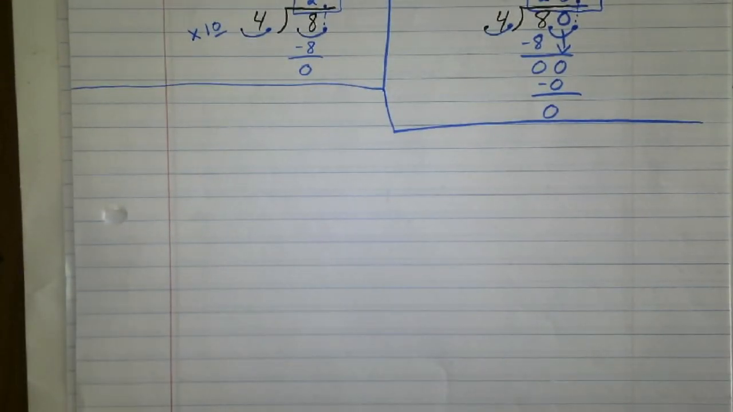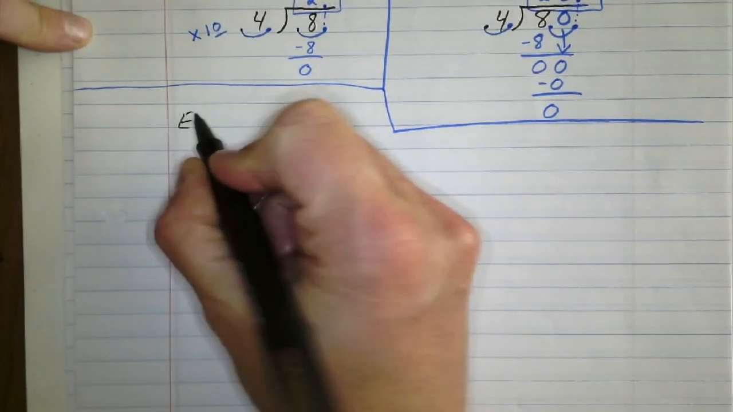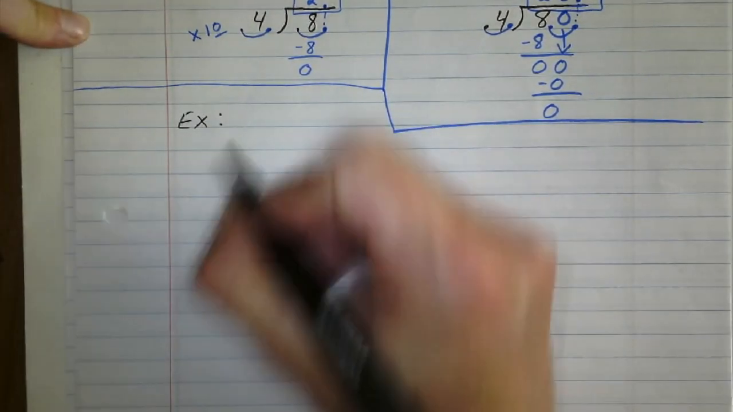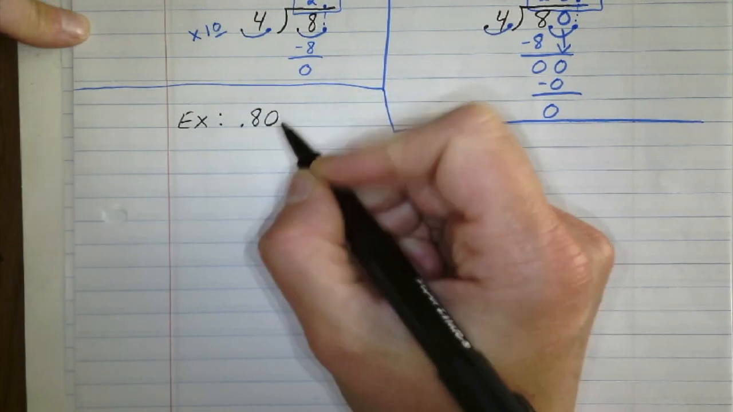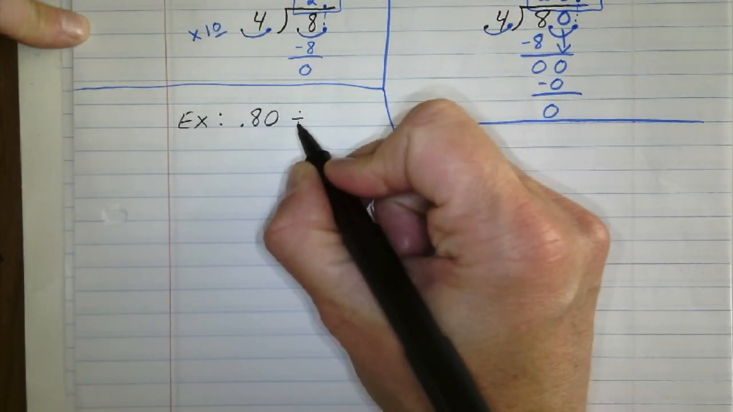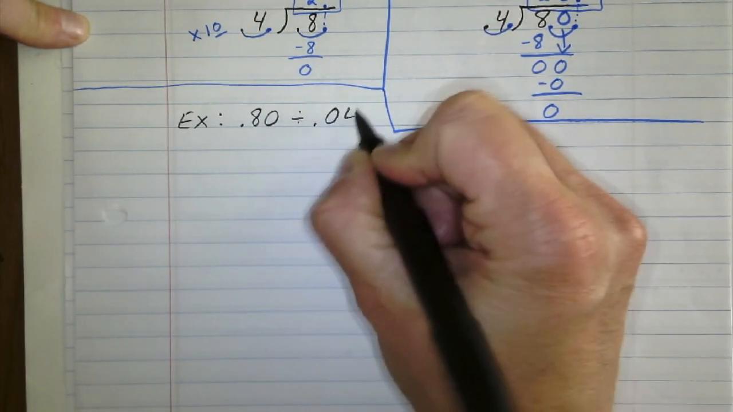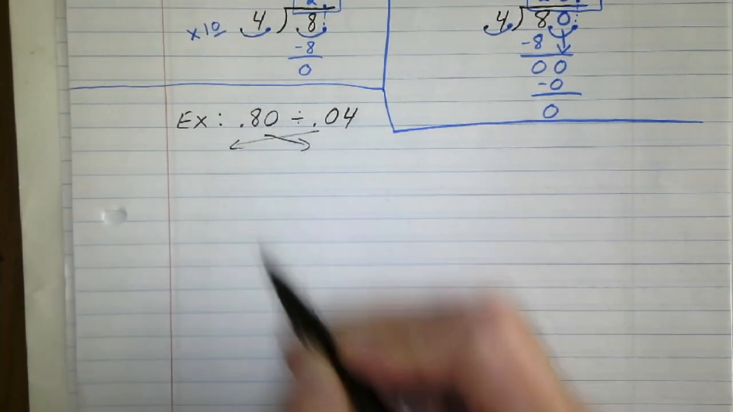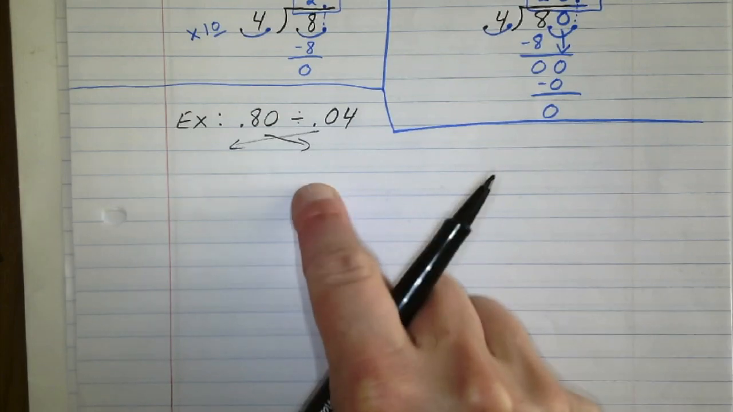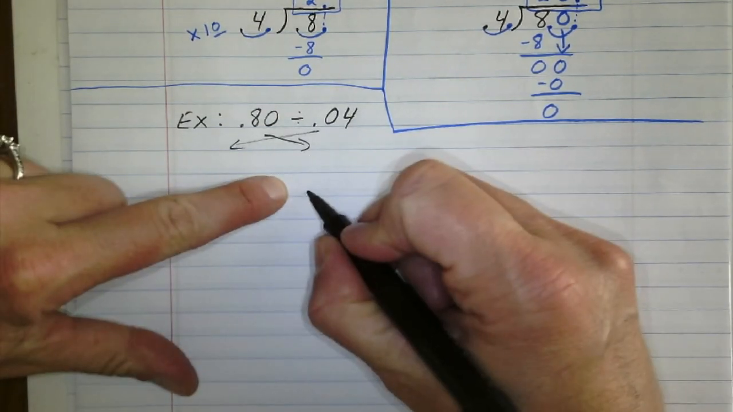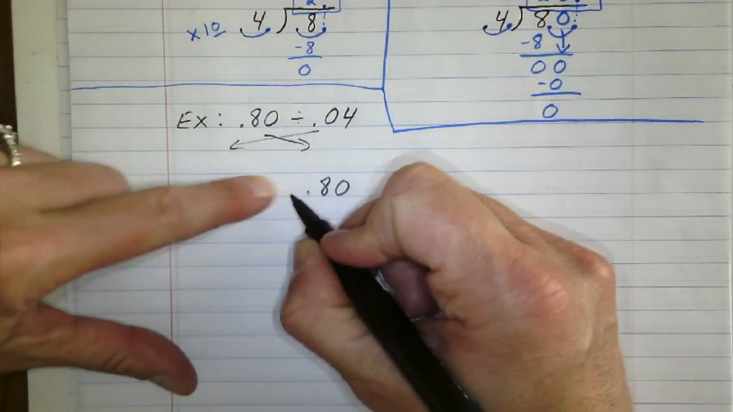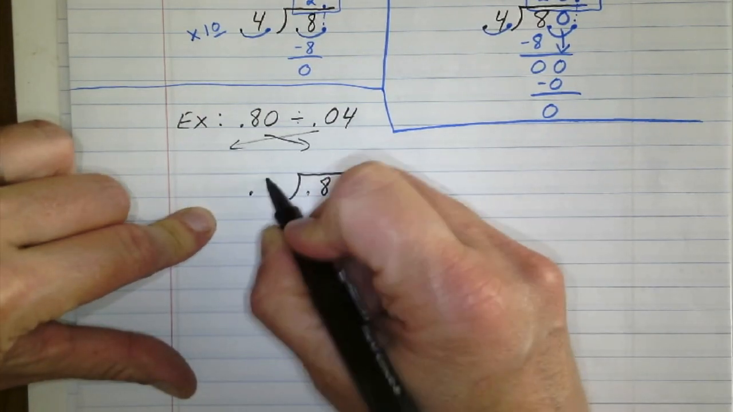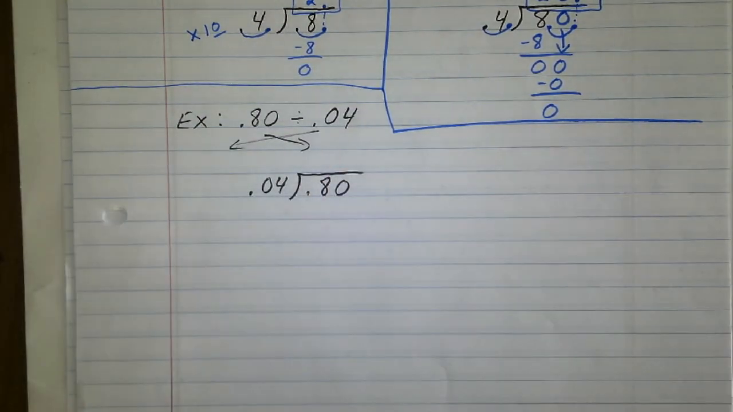The next example is 0.80 divided by 0.04. Remember, the first one goes in, the second one goes out. Skip a line for your answer and come down so that you're writing here. We had 0.80 divided by 0.04. And we cannot have a decimal out here.